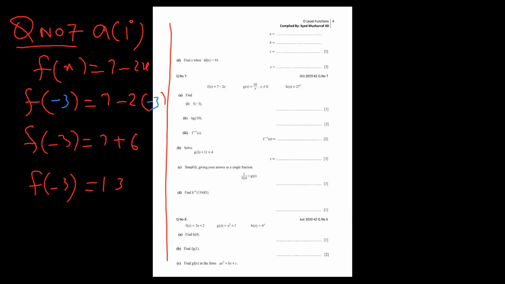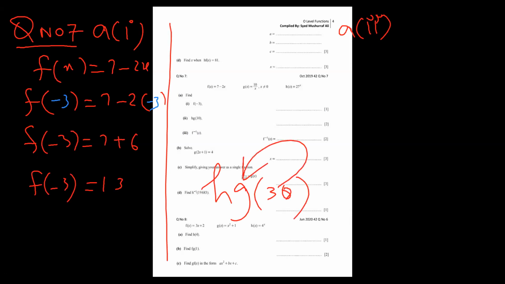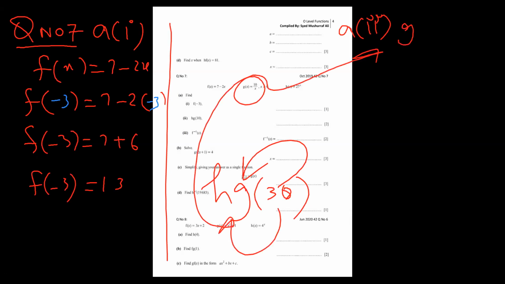Let's go on to A part 2. I am doing A part 2 on the right hand side. Attentive please. What is the question? We have h of g of 30. It means put 30 first of all in g. Because I have to put 30 in g, I need to copy g here first. So let's copy first. A very easy task.